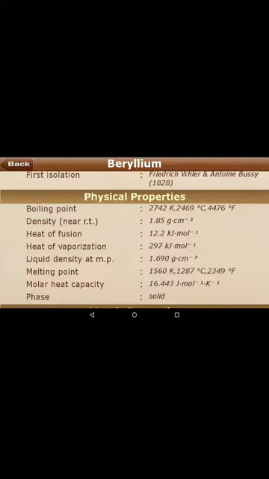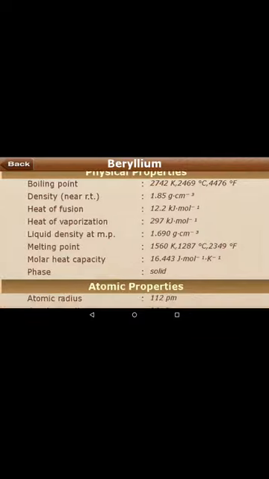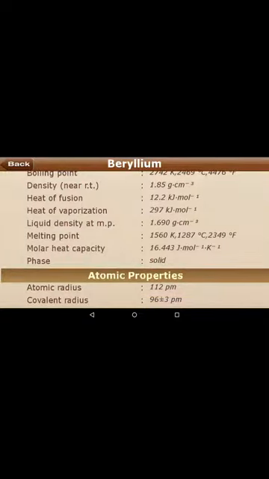Now, the physical properties. Beryllium has a boiling point of 2,742 Kelvin. When you convert it to degrees Celsius, it gives you 2,469 degrees Celsius. It has a density of 1.85 grams per cubic centimeter. And it has a heat of fusion, which means the heat at which different elements come together and form a compound. The heat of fusion is 12.2 kilojoules per mole.